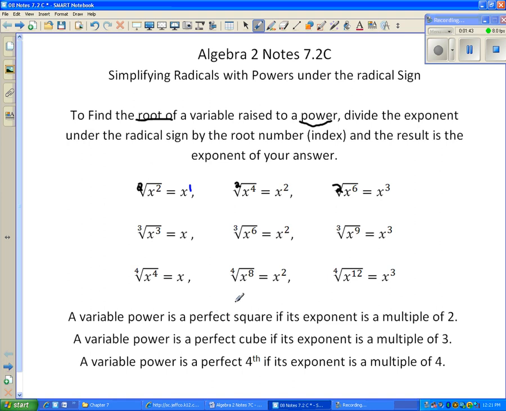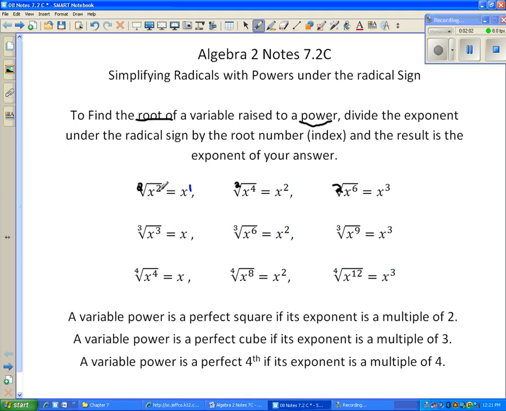A variable power is a perfect square if its exponent is a multiple of 2. A variable power is a perfect cube if its exponent is a multiple of 3. A variable power is a perfect fourth if the exponent is a multiple of 4. What in the world does that mean?